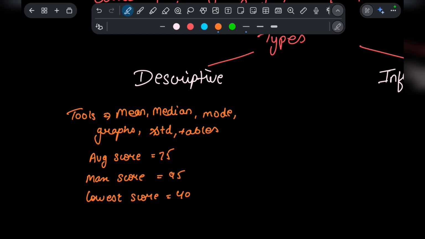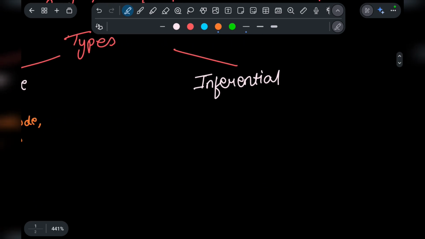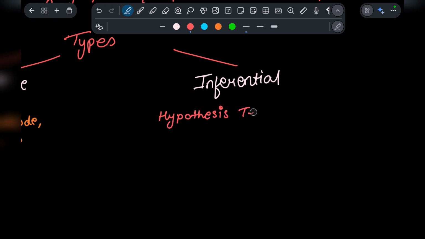Now talking about inferential statistics. The definition of inferential statistics is that it uses sample data to make predictions or generalizations about a larger population. The tools we use in inferential statistics are hypothesis testing, which I will be talking about in detail in my coming videos, so make sure you follow the series, and confidence intervals, and regression analysis.